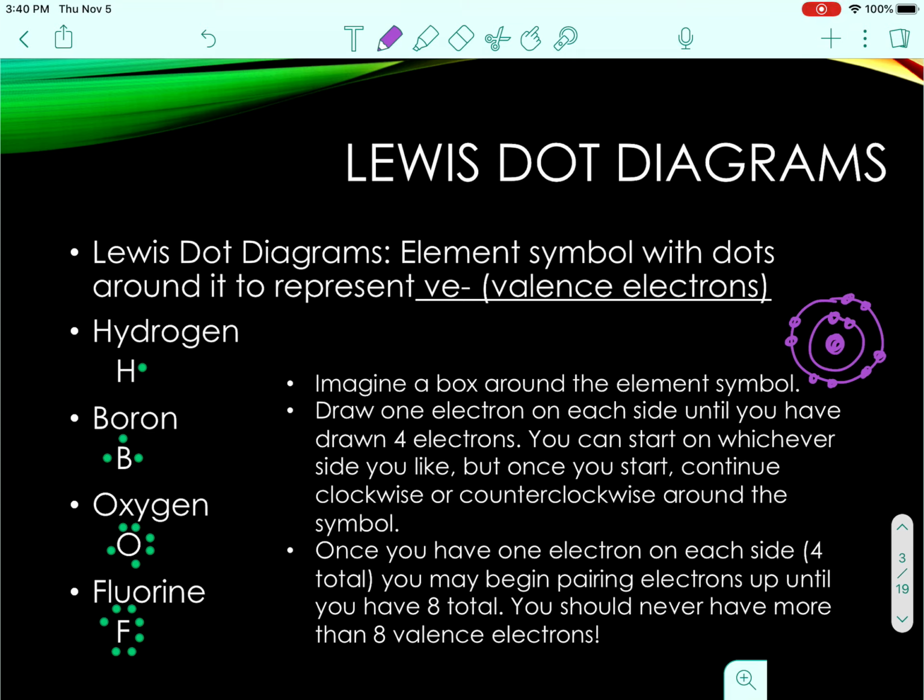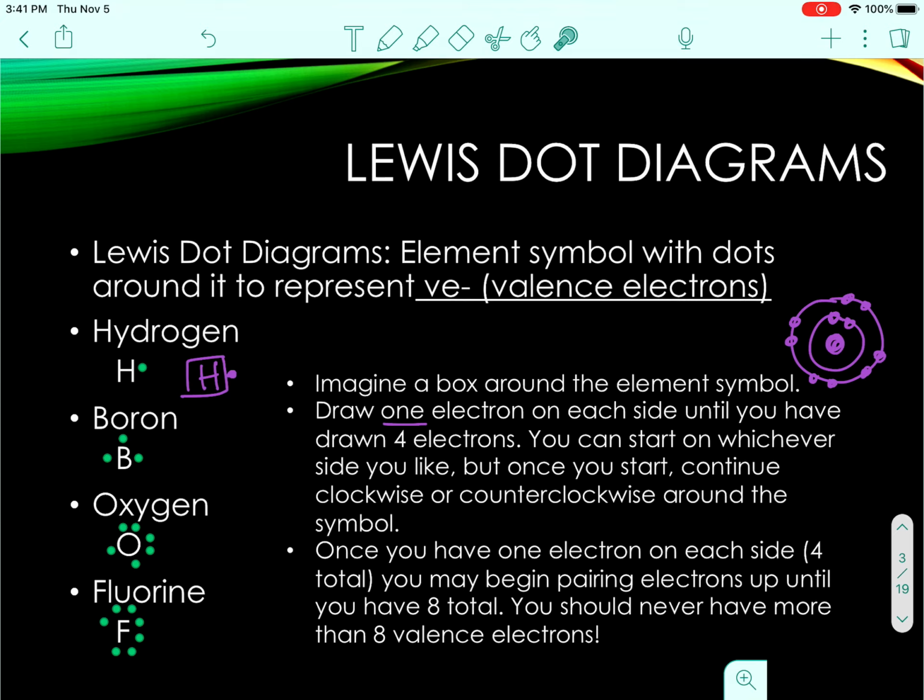So for hydrogen, as you can see, hydrogen has 1 valence electron because it's in group 1. So hydrogen gets 1 dot. Now we don't just draw these dots however we want. There is a way to draw them. So we're going to imagine that there is a box around the element symbol. And you start off by drawing 1 electron on each side of the box until you've drawn 4 electrons. So if we look at our box here, there's 4 sides to the box. You can start on whatever side you like, but once you start, you go clockwise or counterclockwise around the symbol.